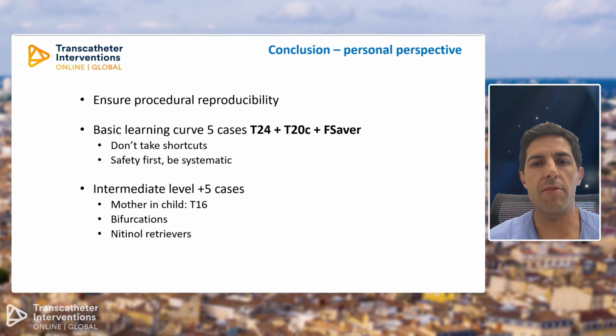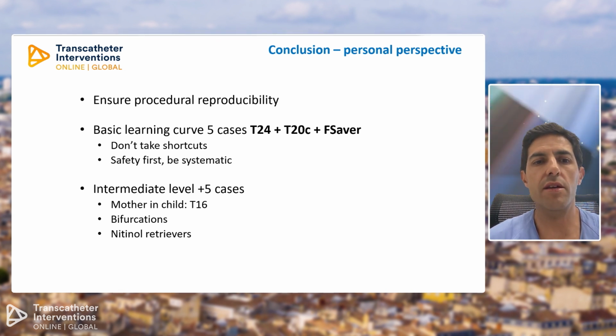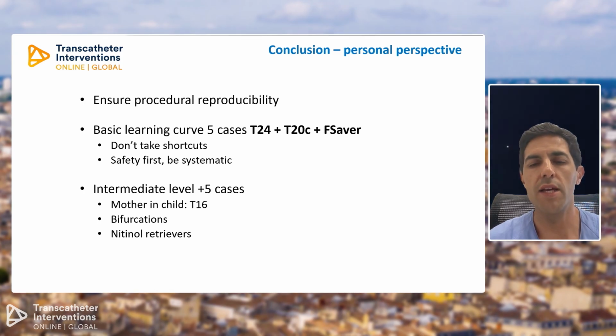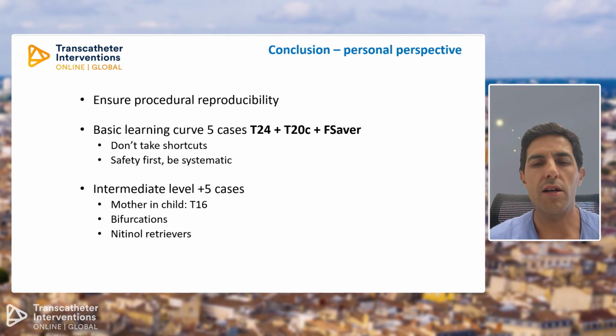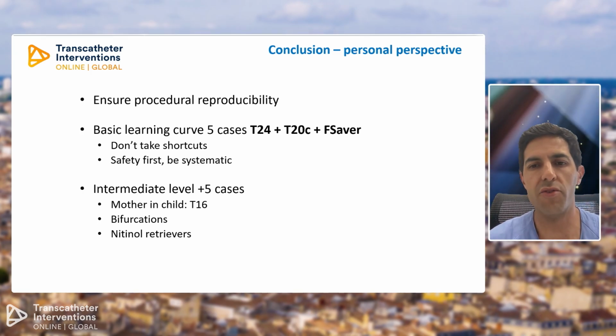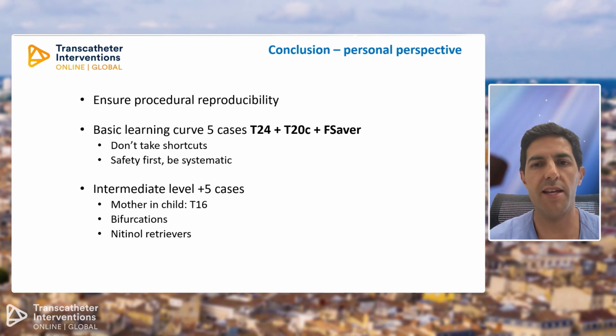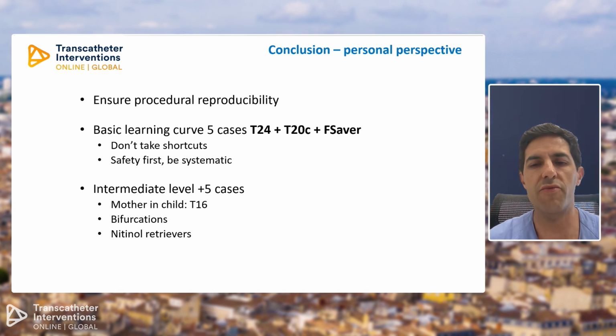Third thing is about taking one step forward, so intermediate level, maybe 5 more cases. In 10 cases, I think you are more or less independent and proficient. And in these cases, you will probably play with this mother and child system. You will use several wires to manage the bifurcations and to go to the most distal segments. And you can also start using the nitinol retrievers for the most resistant thrombi, which is basically a basket, kind of a Fogarty procedure, and then discs that are less and less used. This would be for a very, very proximal occlusion.